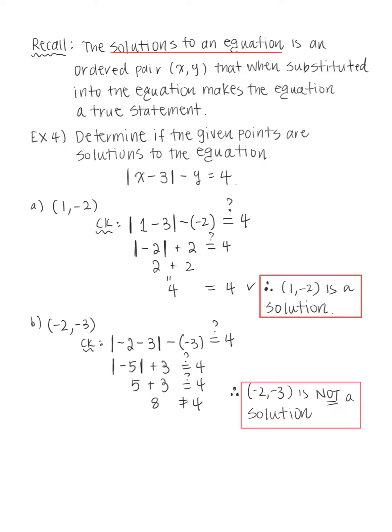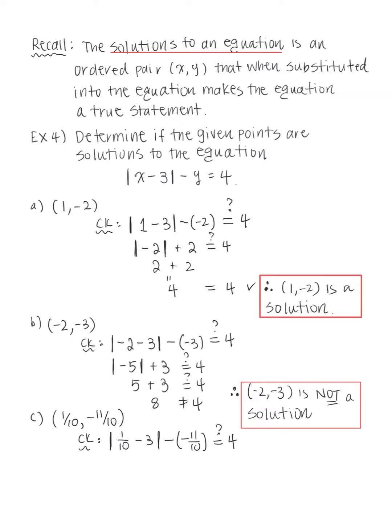Let's do one more. So let's go with C. Let's check to see whether 1 over 10 comma negative 11 over 10 is going to be a solution to the equation. Don't hate just because you see fractions. We got this. So ready? Let's check. Okay, so the question is the absolute value of x, so our x is 1 over 10 minus 3 in the absolute value, and then minus y, so we're going to have a minus negative 11 over 10. Is that going to give us 4 back?